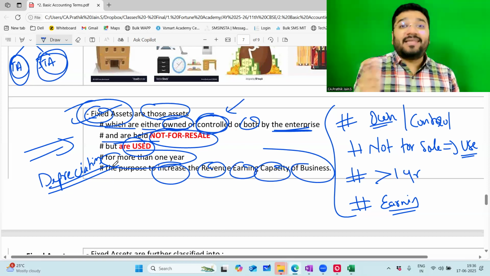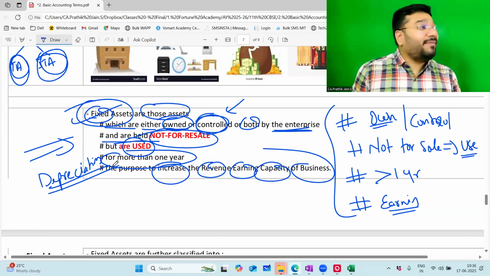So we don't take 11th seriously. We don't take 11th seriously. 12th will make you more serious there. ICU case only there.